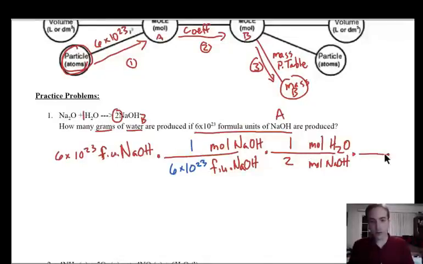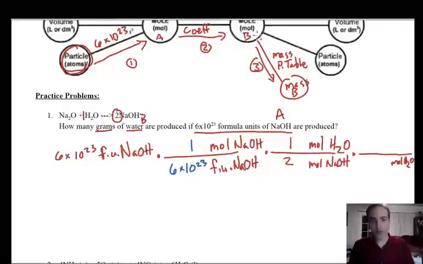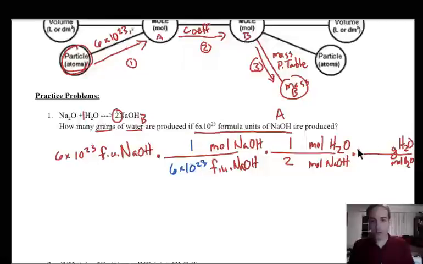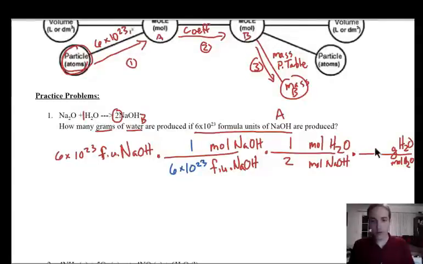Last but not least, we're going to do our 3rd step. We need to get rid of moles of water, so I'll put moles of water on the bottom. And then we want to, let's see, let's go up here in case we've lost where we are. We went from particles to moles of A. We've now converted in the 2nd step to moles of B. We need to get to the mass of B. So that's going to be, mass would be grams of water. Okay. Now, what values are we going to use here?